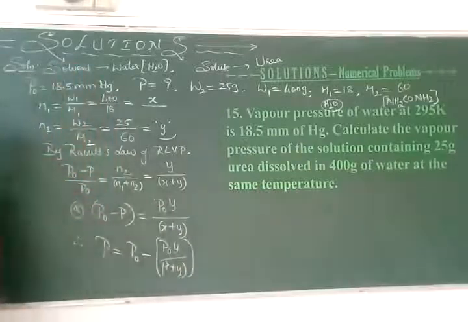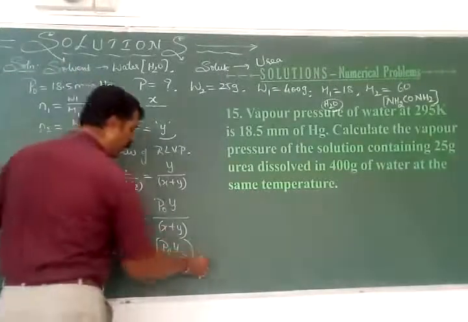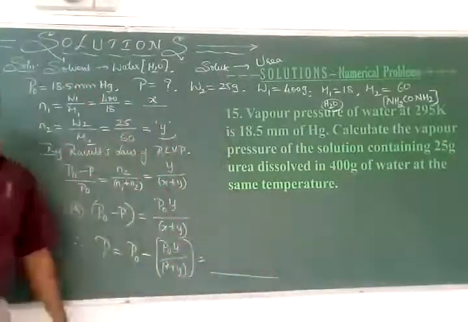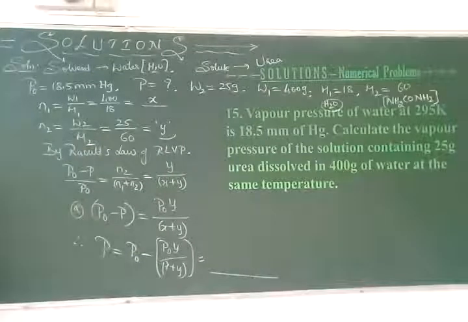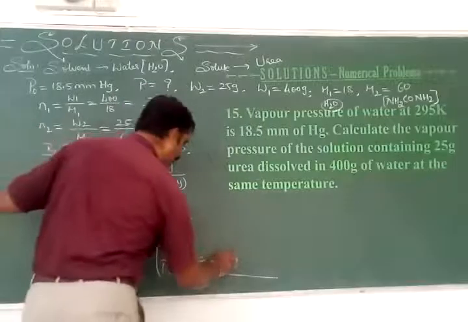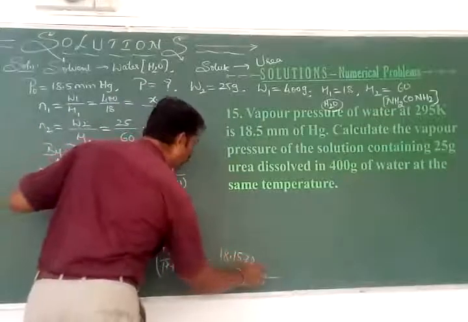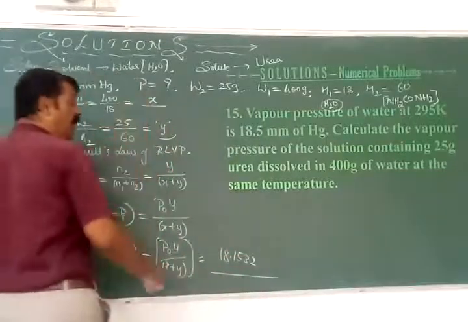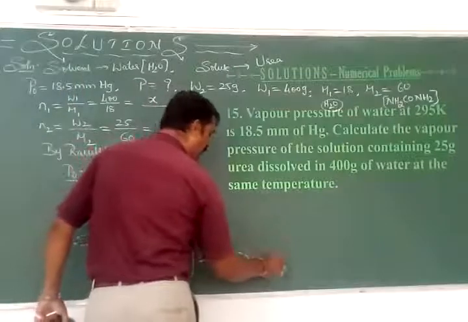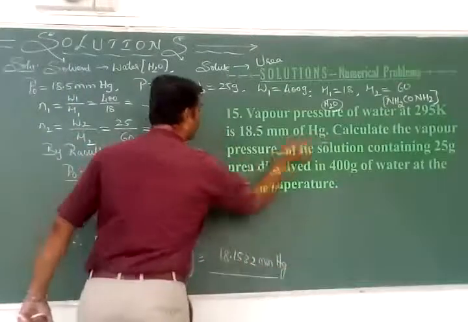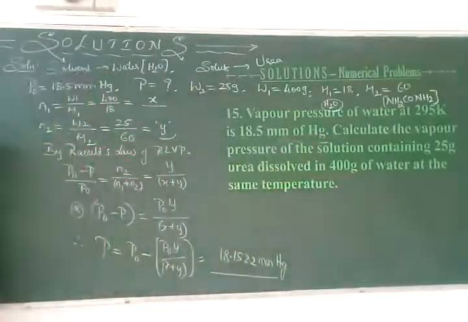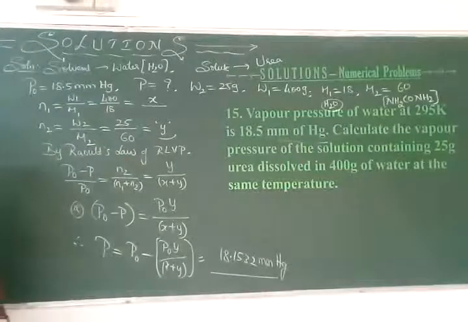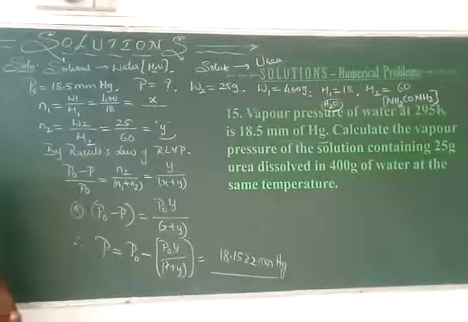Substitute and get the value. If I simplify that substitution, the final answer is 18.1532 in terms of millimeter of mercury. Because it is a vapor pressure, it is mentioned in millimeters of mercury. Therefore, the vapor pressure of the solution is 18.1532 millimeters of mercury. The same concept applies here; only the solute is different.